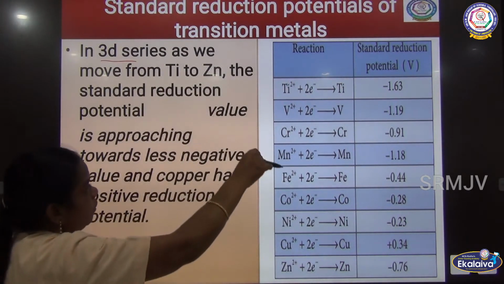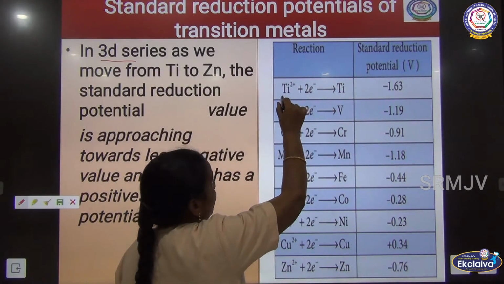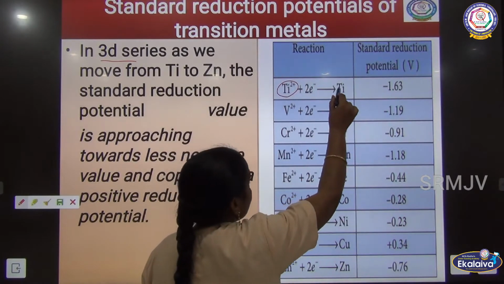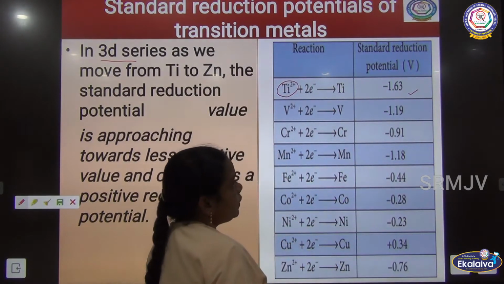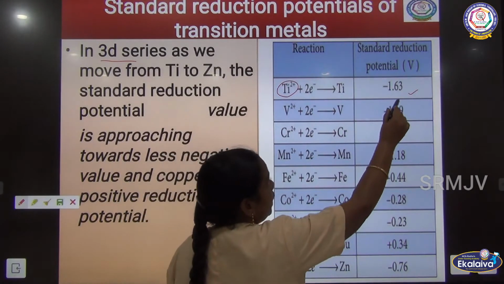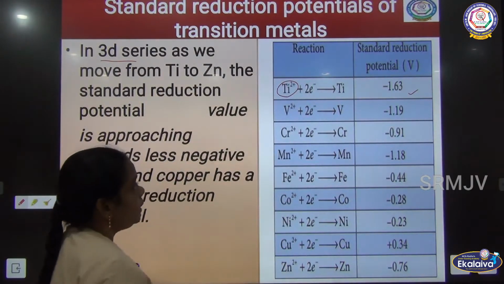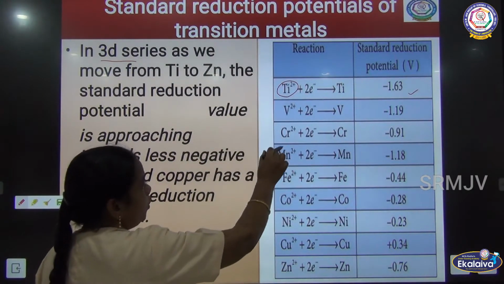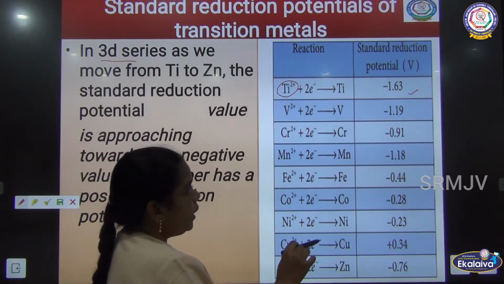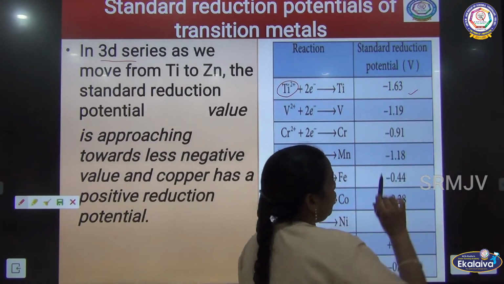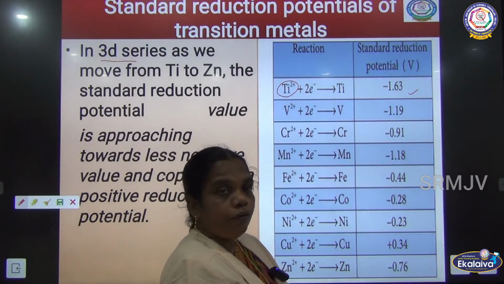Now, given the value for titanium, the titanium ion is going to reduce to titanium metal, giving minus 1.69. So this is a large negative value. While comparing the 3D series, titanium, vanadium, chromium, manganese, iron, cobalt, nickel, titanium has the large negative value, so that it acts as a powerful reducing agent.